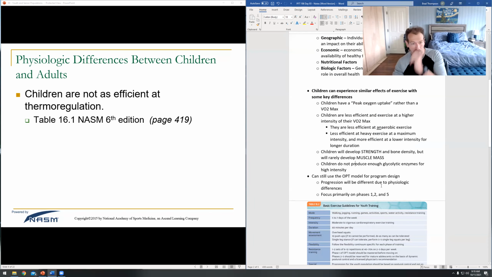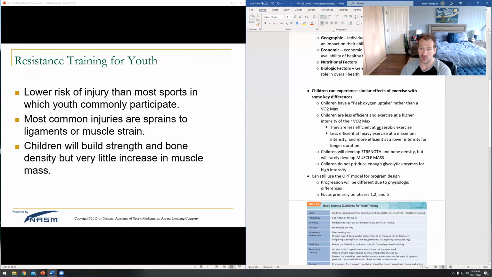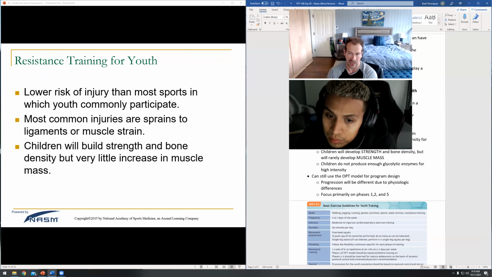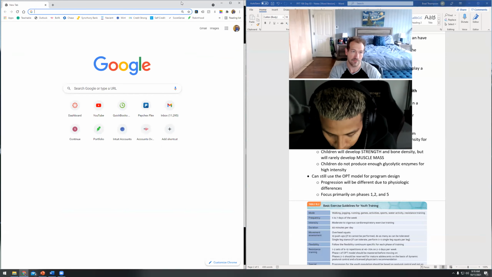So instead, we focus on them gaining strength and gaining aerobic capacity. And then that aerobic capacity can support their energy production when they become teenagers or adults. They'll have this really strong foundation to work from. They don't really have the glycolytic enzymes necessary for high intensity. They're not good at glycolysis. You know, the two places where energy production takes place, right?